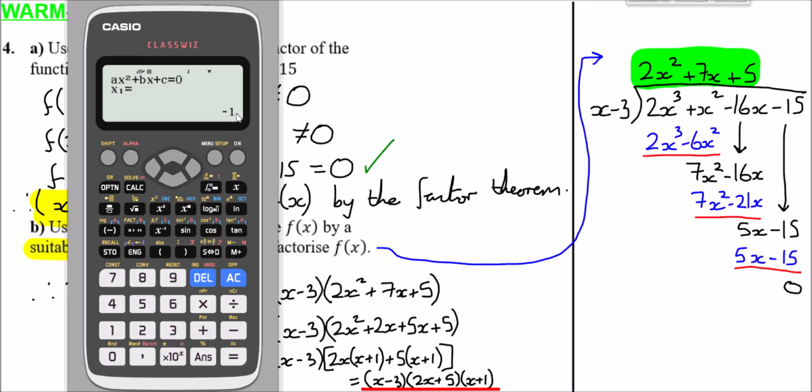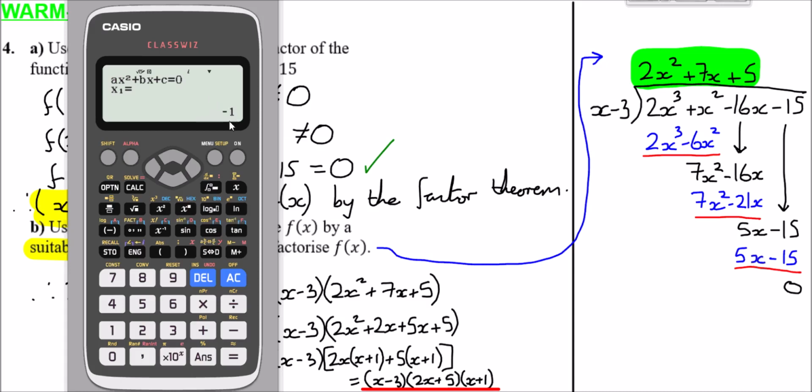So one root is minus 1, and what that means is one factor is x plus 1. This minus 1 relates to the plus 1 here. So what you do is you take this number, swap the sign, if it's a minus make it a plus, and just bang an x in front of it. So the factor is x plus 1.